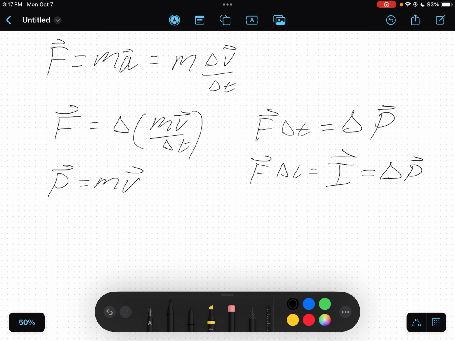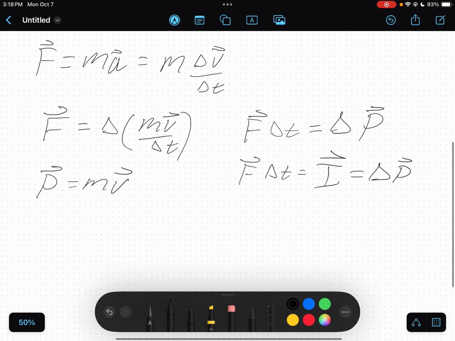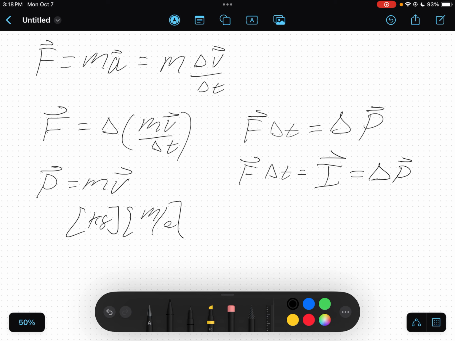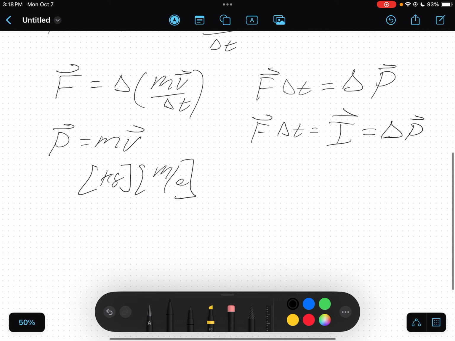We can look at the units here. We have for the units for momentum, kilograms, and velocity is meters per second. And we leave that as the units for momentum. So we don't give it a new name. We just leave it kilograms, meters per second. So this is the idea of impulse and momentum.